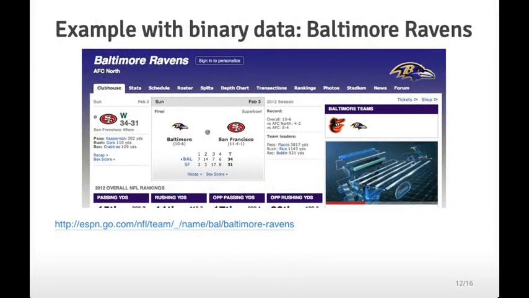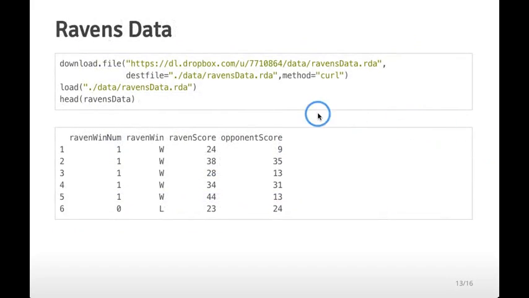So I'm also going to show you an example with binary data. This is an example of Baltimore Ravens data again. These are the wins and losses that the Baltimore Ravens had in this last season when they won the Super Bowl. And so what we can do is, again, download the Ravens data and look at it. And we have a binary outcome here: whether the Ravens won or not. It's equal to 1 if they won and 0 if they lost. And then we have some variables that include the Ravens score and the opponent's score and so forth.